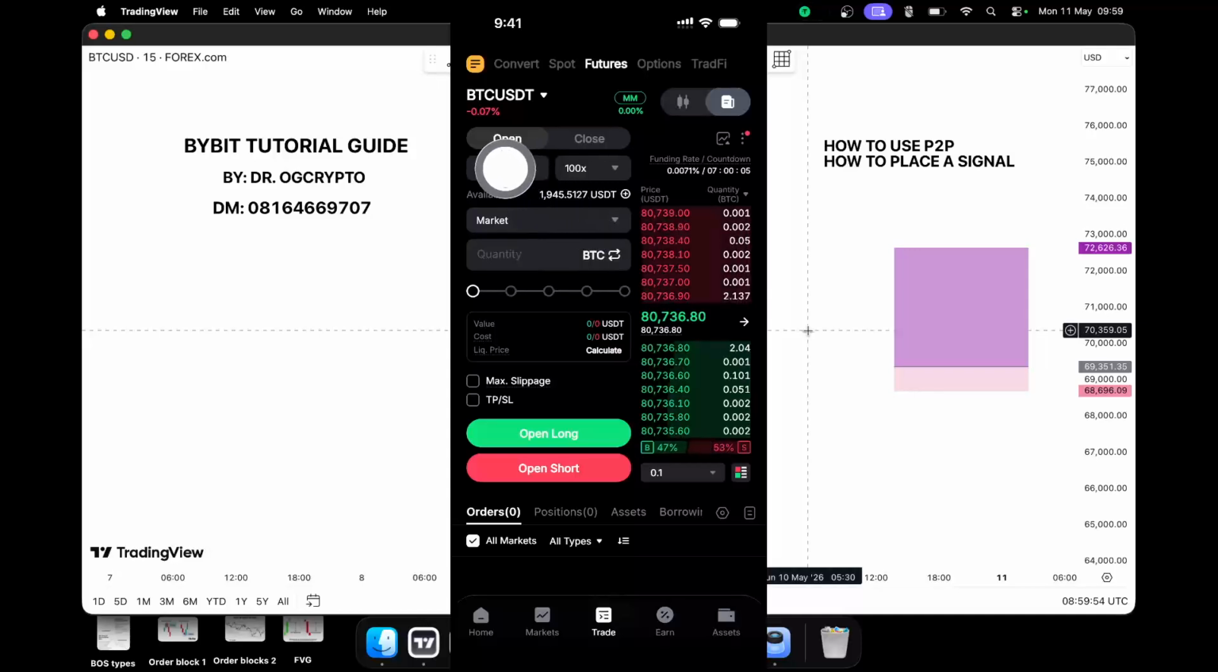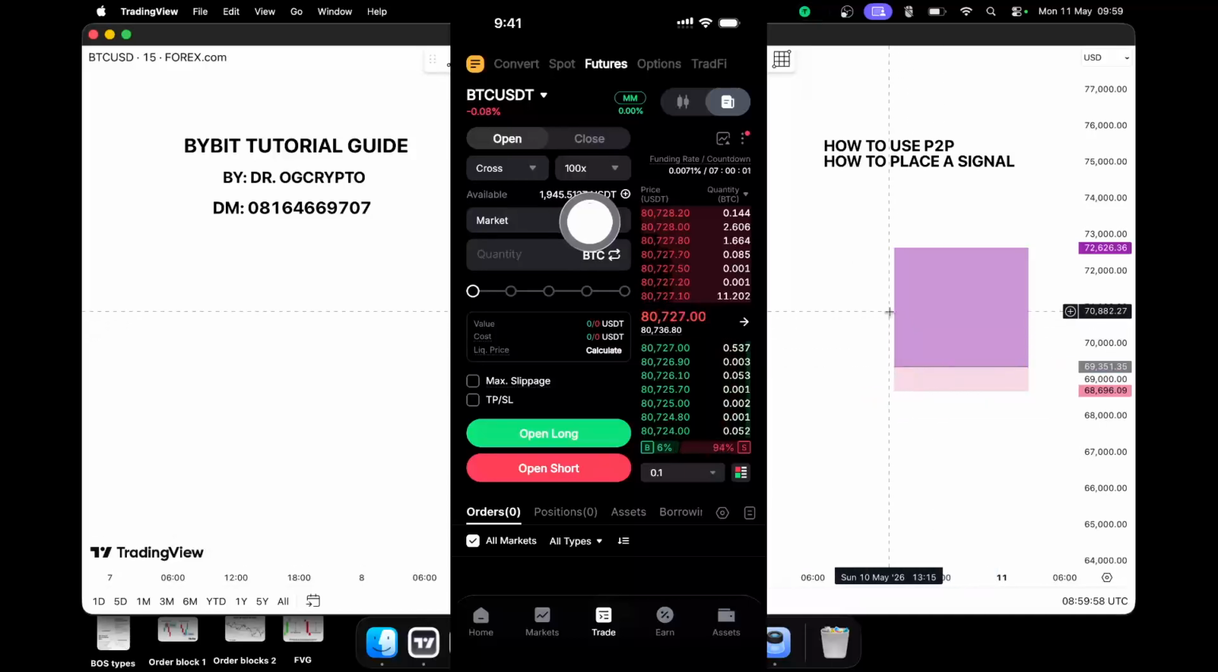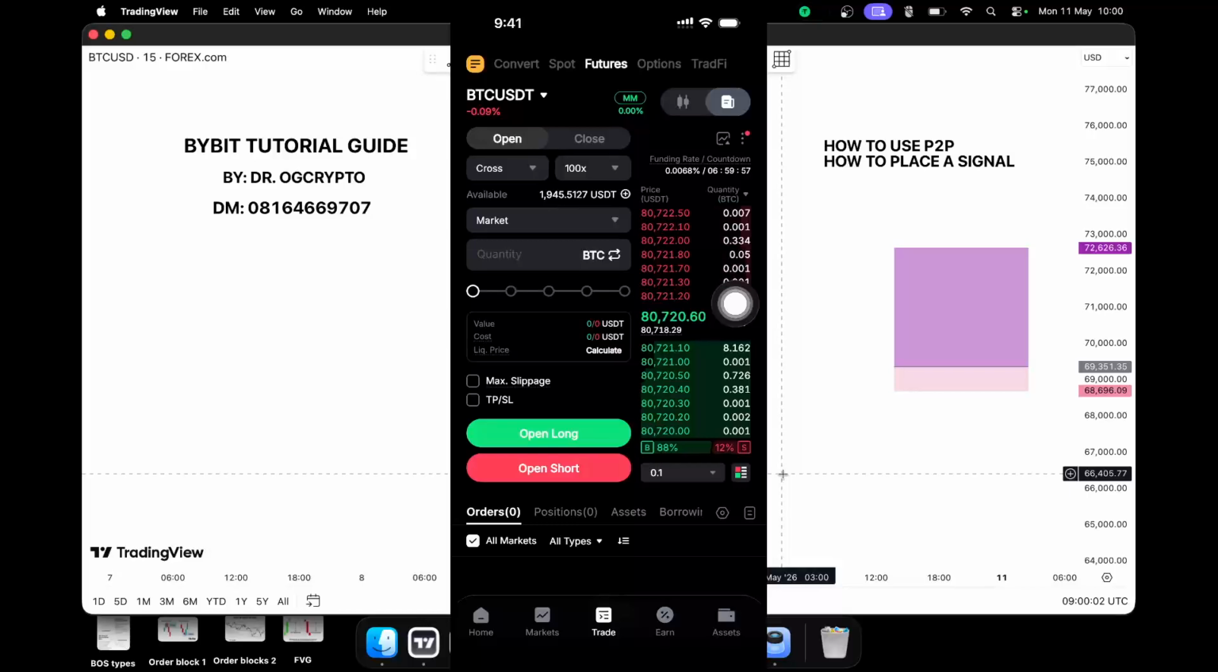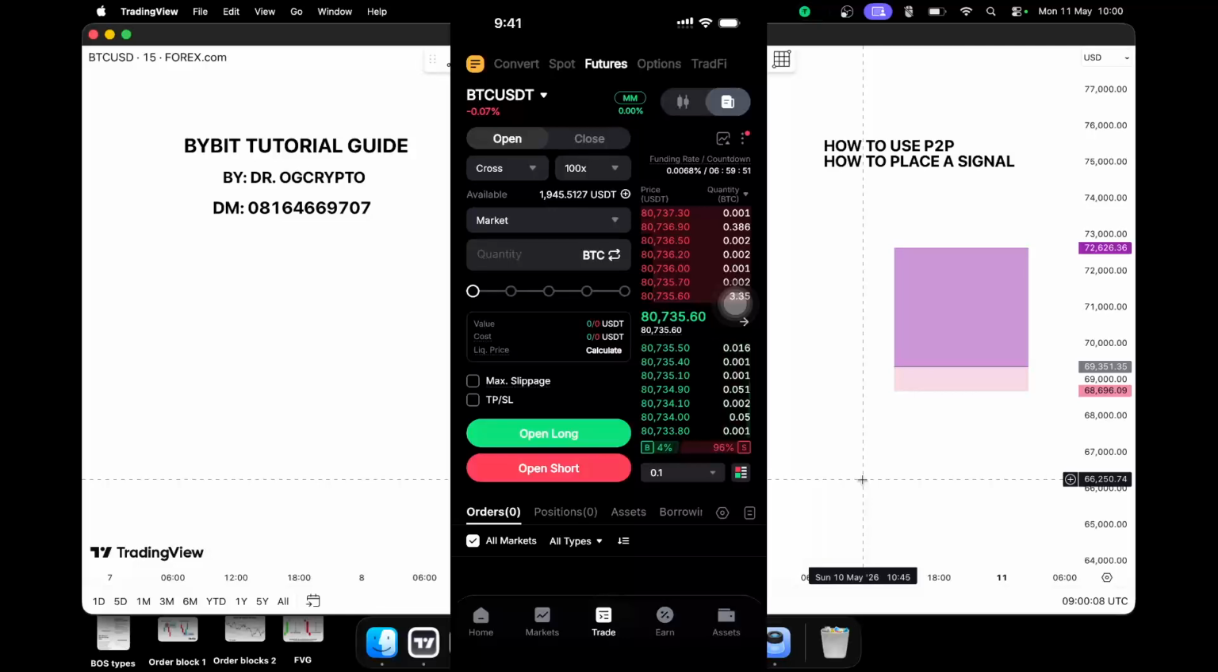So the advantage of cross is that if you are sure that this trade will go up, and you are not sure where it will go up from, you can just use cross and not set stop loss. But that is actually a very bad way of trading. Don't do that. Always set stop loss. So that is that.